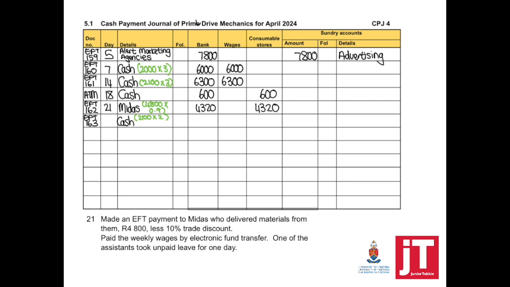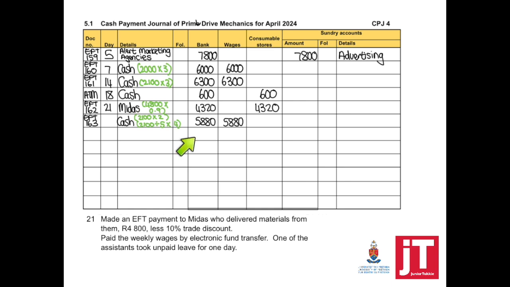2 of them worked for 5 days. That's why we're going to say 2,100 times 2. But one of them was unpaid leave, means no work, no pay. So they only worked for 4 days that week. That's why we first need to say 2,100 divided by 5 to find out how much did he earn per day. And then we're going to times it by 4 so that we can find out how much was his weekly wages. So in total, the wages for that week will be 5,880.